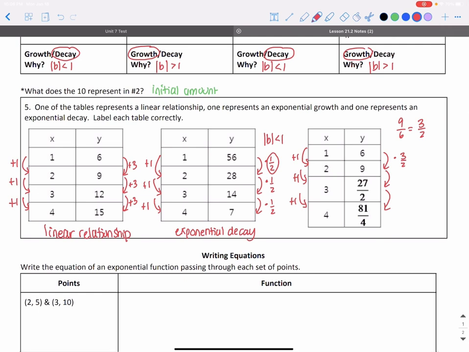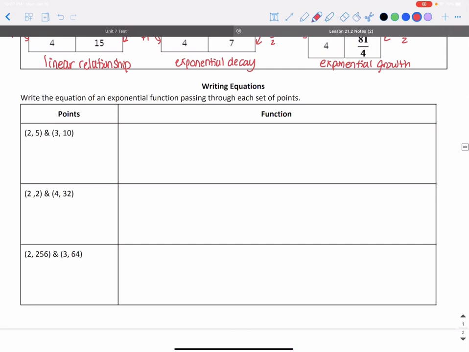If that's hard for you to think about, you can also look at the fractions. It might be easier for you to look at the fractions. 27 over 2 times what gives me 81 over 4? Well, 27 times 3 gives me 81, and 2 times 2 gives me 4. So I can see the growth rate that way as well. And I can tell, since that growth rate, or that b, is greater than 1, I know this is exponential growth.